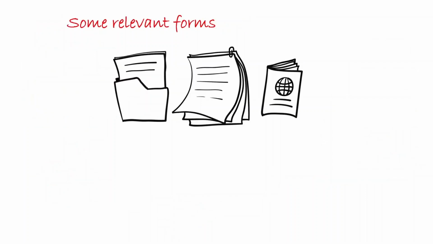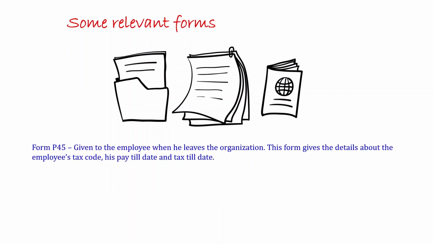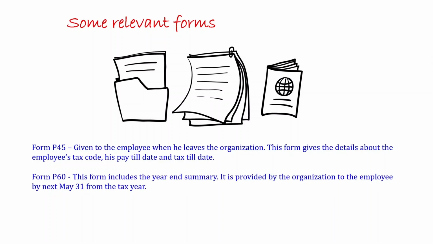Now let's see some forms which are used by employer organizations. Form P45. This form is provided by the organization to the employee when the employee leaves the organization. This form gives the details about the employee's tax code, his pay to date, and tax to date. Form P60. This form includes the year-end summary, so that the employee can complete the employment pages of a self-assessment tax return. It is provided by the organization to the employee by the next 31st May from the tax year.